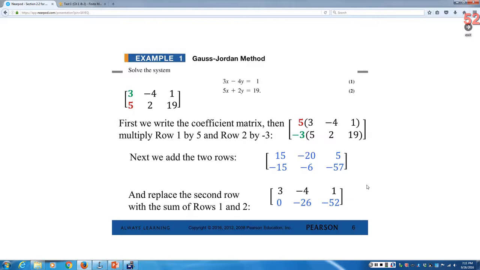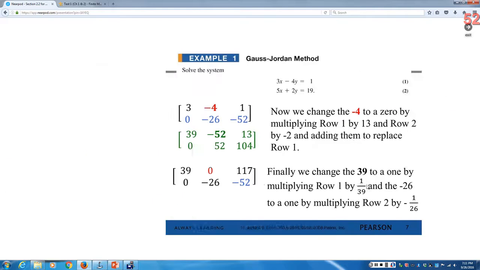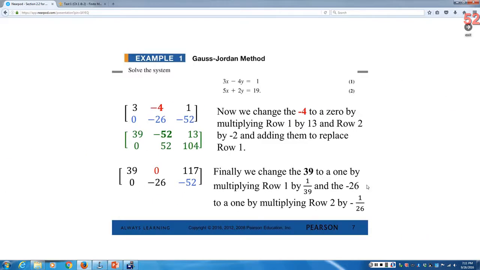Okay, are we good so far on this? Okay. Still solving the same system. What we had from the last one was we have 3, negative 4, 1, 0, negative 26, negative 52. And what we want to have happen is we want that negative 4 to turn into a 0. And the way that we do that is to multiply row 1 by 13 and row 2 by negative 2.